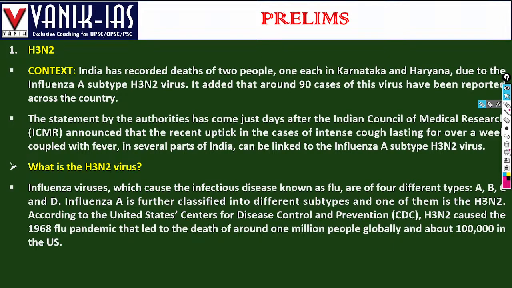India has recorded the death of two people, one each in Karnataka and Haryana, due to the influenza A subtype H3N2 virus. It added that around 90 cases of this virus have been reported across the country. The statement by the authority has come just days after the Indian Council of Medical Research announced that the recent uptick in the cases of intense cough lasting for over a week, coupled with fever in several parts of India, can be linked to the influenza A subtype H3N2 virus.